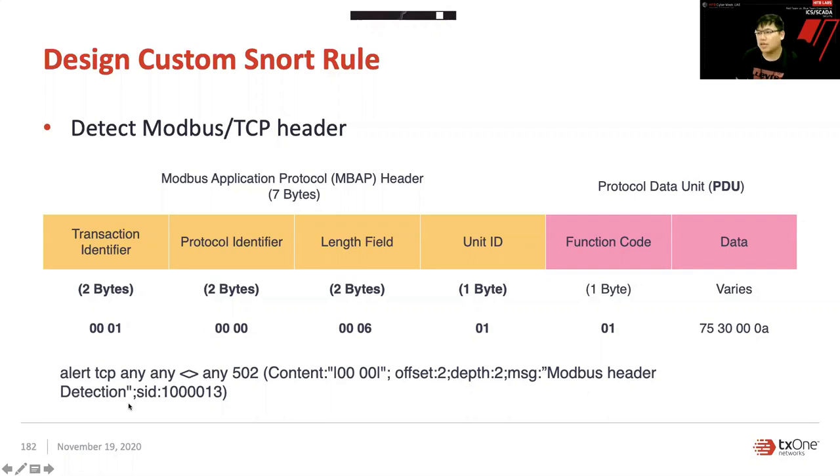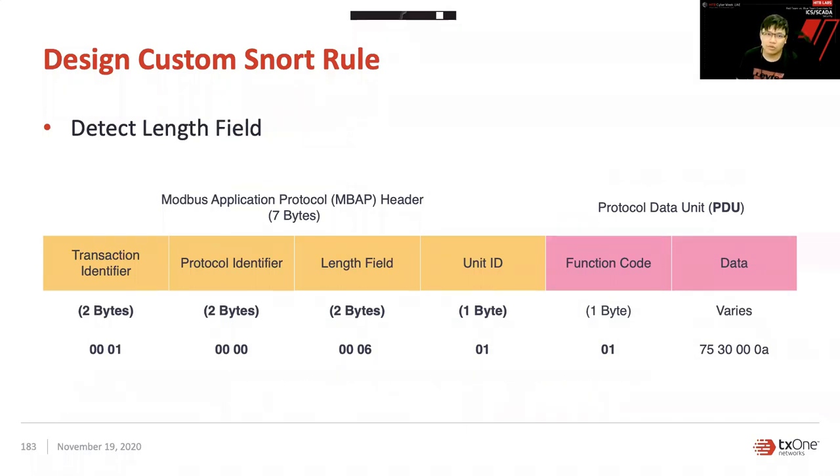But you will say it's not very clear, it's not a precise hit point. Maybe at least a two-byte 0 is not a real Modbus TCP header or TCP protocol identifier. Yeah, that's correct. So we need to detect more and more information to make sure it is real Modbus traffic.